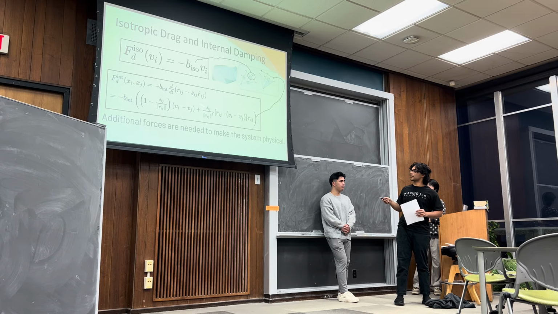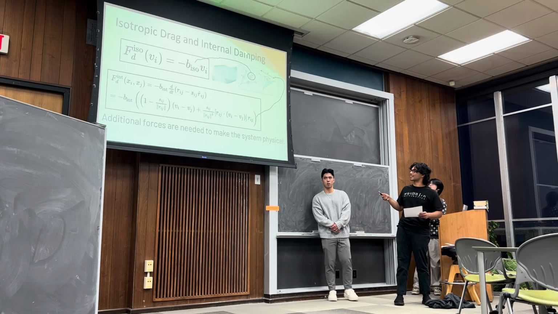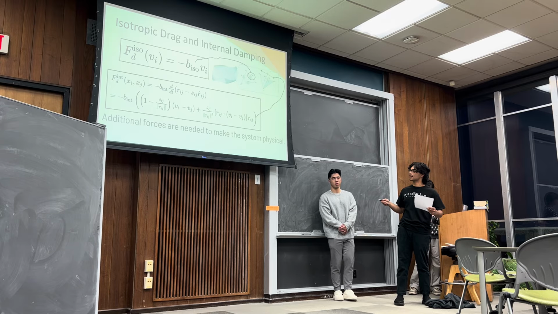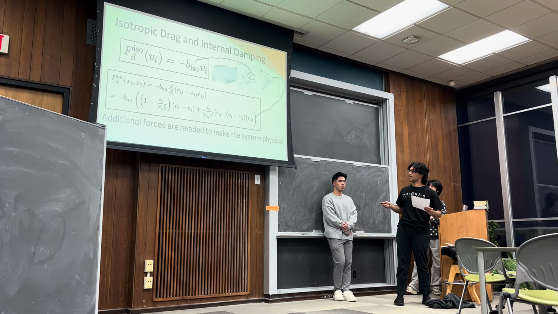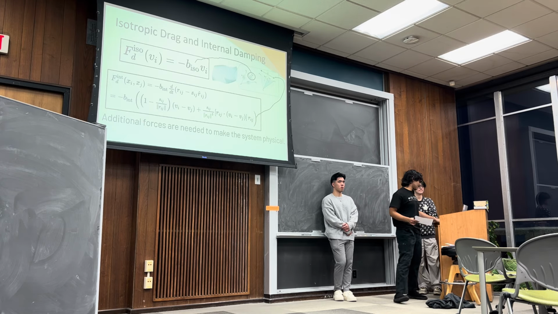And then we also have internal damping. This is what allows the rest state of the paper to be flat instead of bending upward. You can think of it as two vectors pushing it to the side. This equation models internal damping, and it allows us to keep the paper flat.